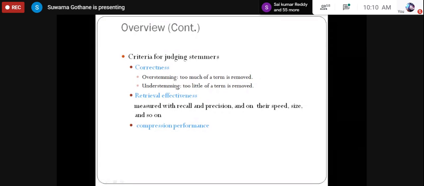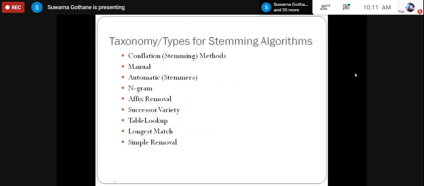And understemming means very few alphabets have been removed. That is called understemming. As we discussed, it gives the facility of increasing recall, but precision is going to decline. And definitely with this approach the speed is going to increase and the size of the storage is going to be reduced. And we get the compression performance: as we reduce the words to a smaller size, performance is going to increase.